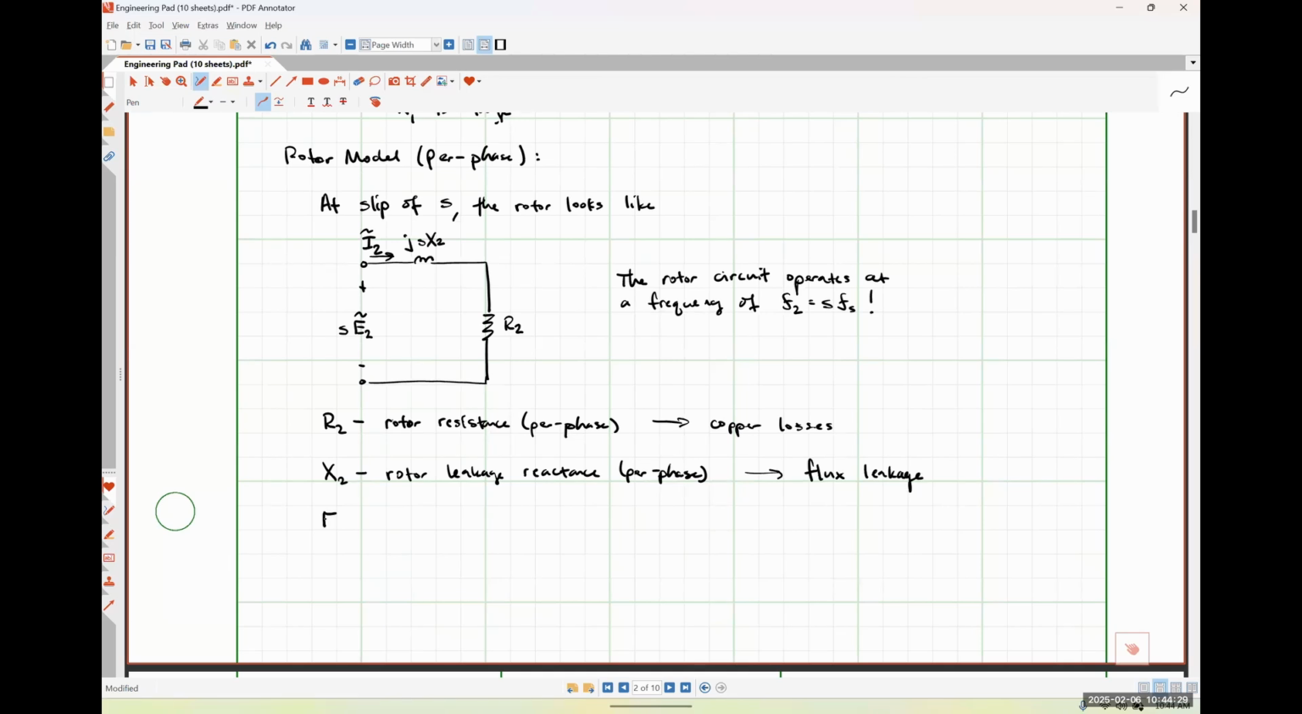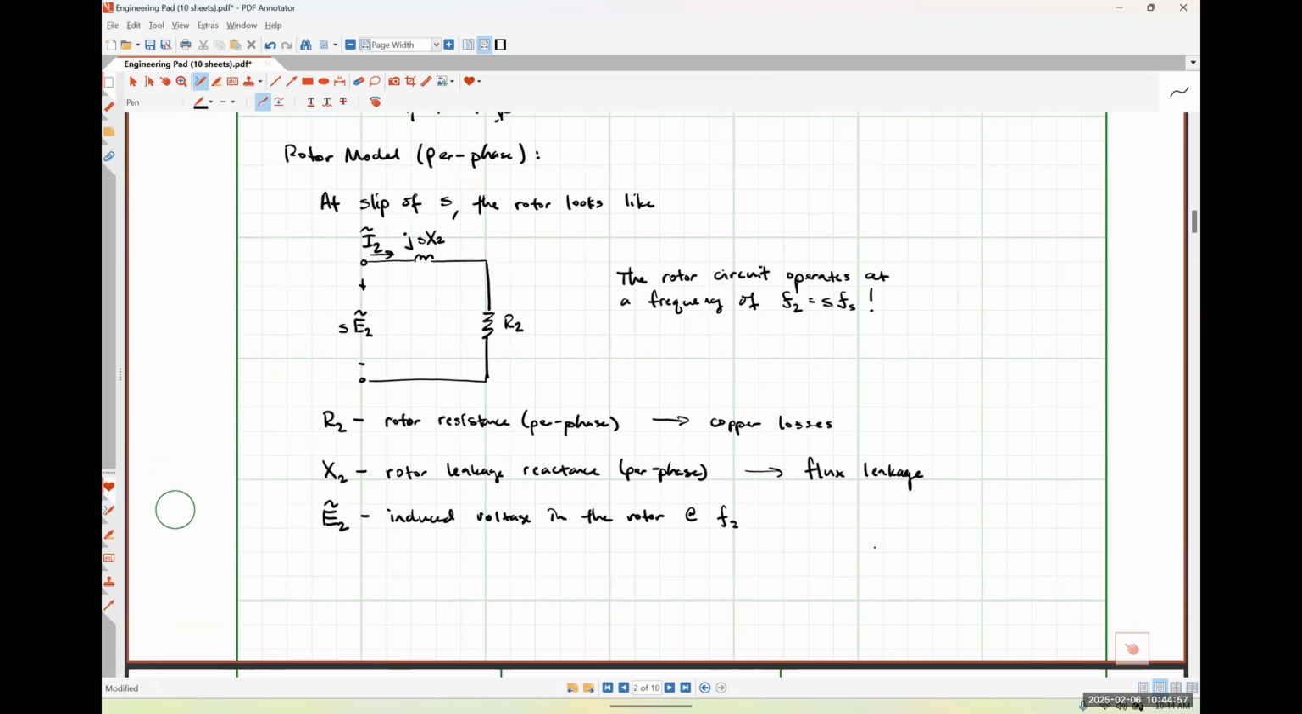And then that voltage E2 is the induced voltage in the rotor at our frequency F2. So I'm going to have to transition to another page here, so I want to make sure you guys have a moment to catch up.